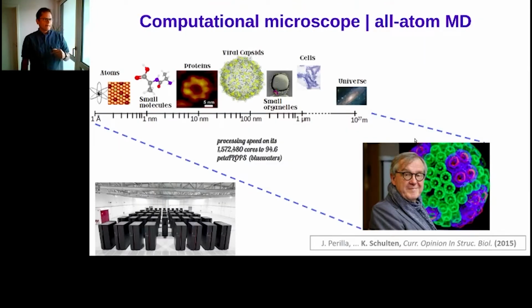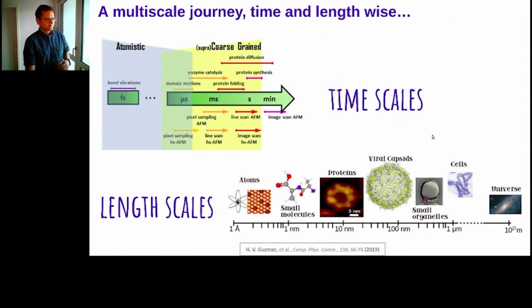From the computational side, a couple of decades ago, Klaus Schulten coined the term computational microscope, and he indeed simulated a whole viral capsid with all-atom resolution, so the highest resolution available in molecular dynamics. And he did it, of course, by using huge supercomputers.